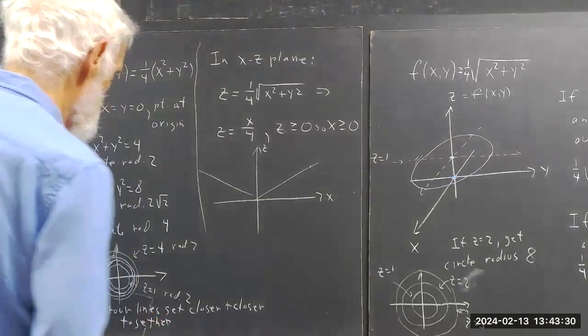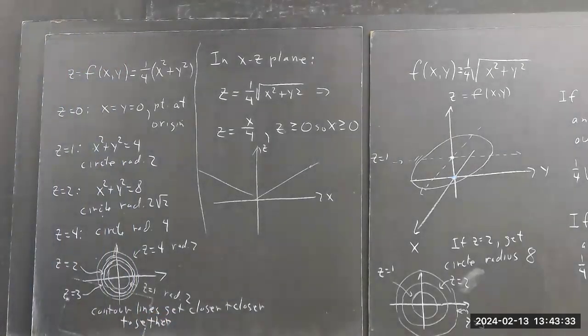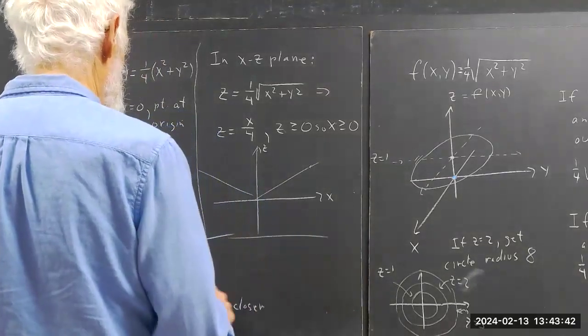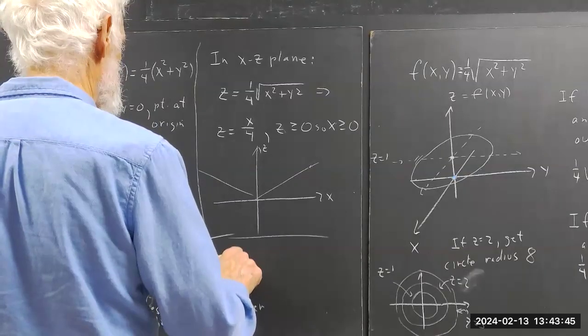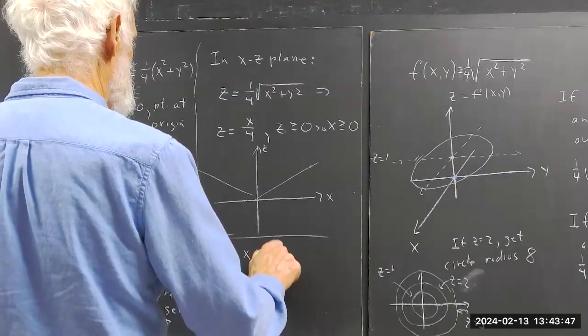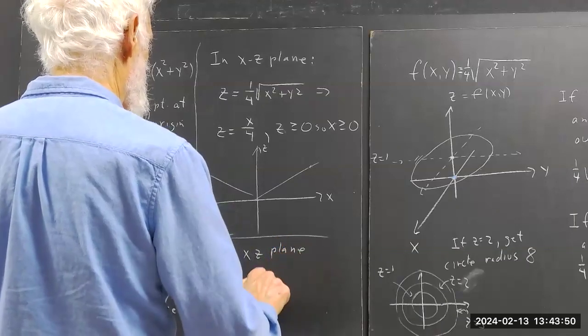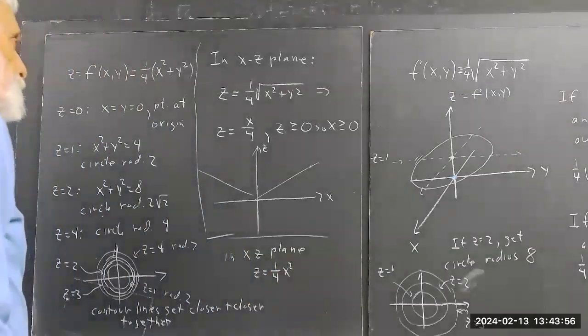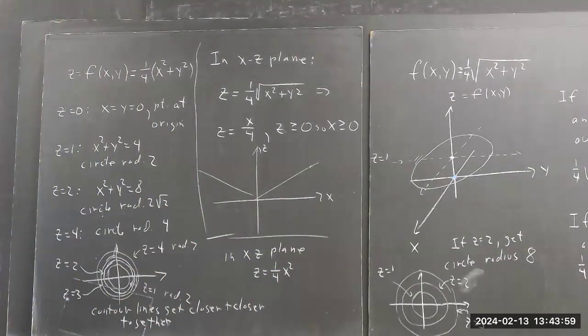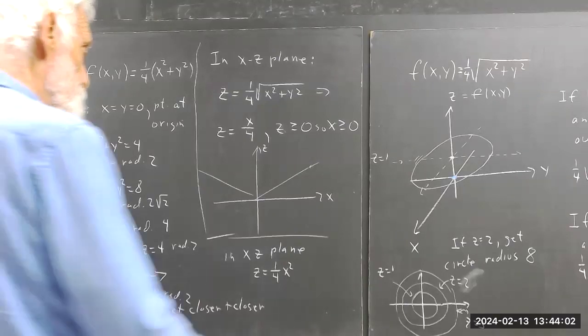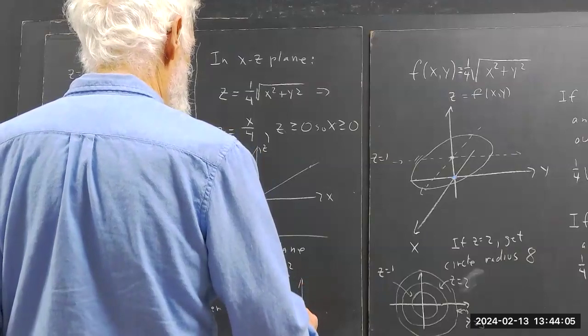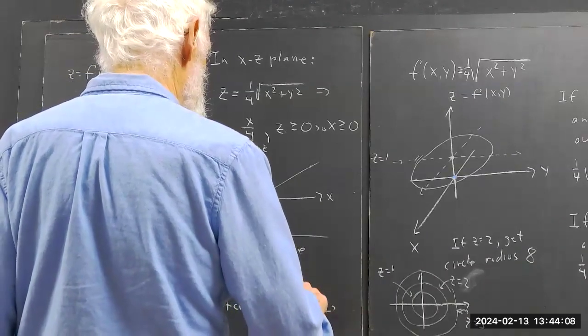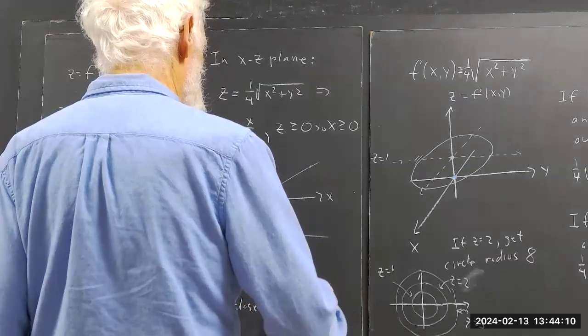Contour lines get closer and closer together. Okay. Can you visualize that? Here are the contour lines. Now the slice. Very simple: you get 1/4 x squared, so you get a quadratic around one.